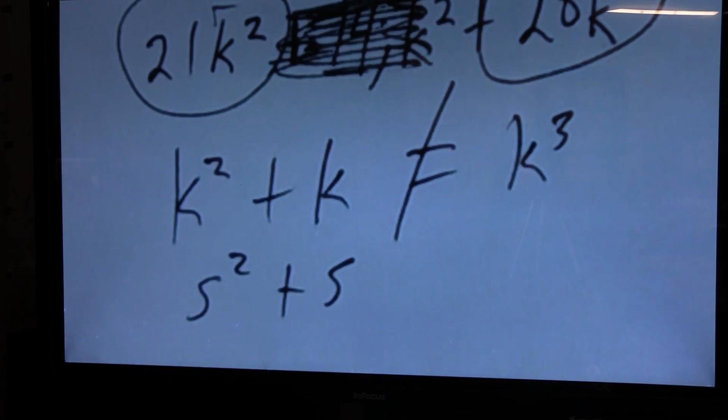And 5 cubed would be like 5 times 5, which is 25, times 5, which is 125, which is way more than just 30. So you cannot just simply add those together and get 5 cubed, or add them together and get k cubed. You just can't do it. It's not multiplying here, it's adding. And I hope that this helped clarify a few misconceptions.